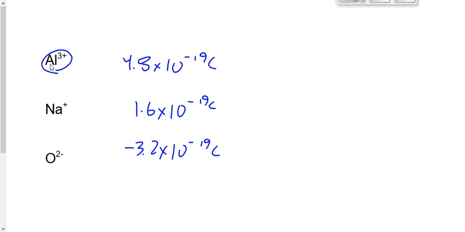Aluminum 3+, has it gained or lost electrons to become positive 4.8 times 10 to the minus 19? It's lost electrons, right? You don't become positive by gaining negative. You become positive by losing negative. Na+, same thing, and O2- became negative by gaining electrons.